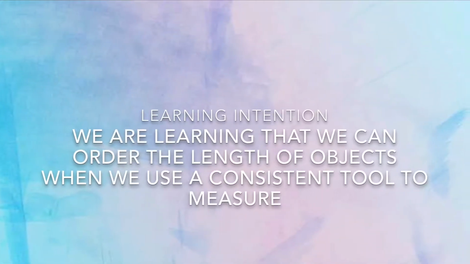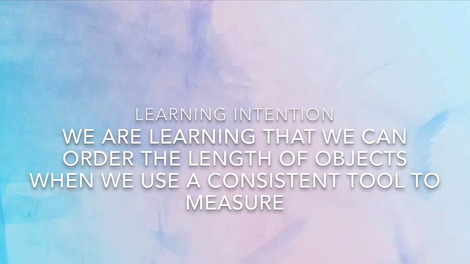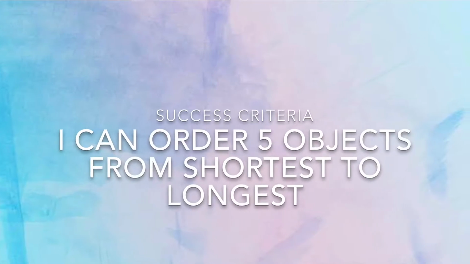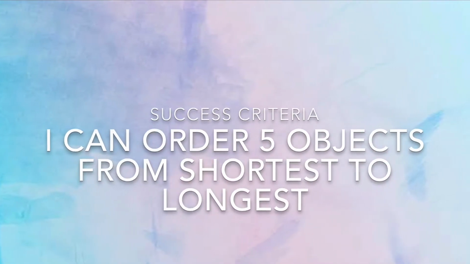Let's go check our learning intention and success criteria. We are learning that we can order the length of objects when we use a consistent tool to measure. Our success criteria is, I can order 5 objects from shortest to longest.